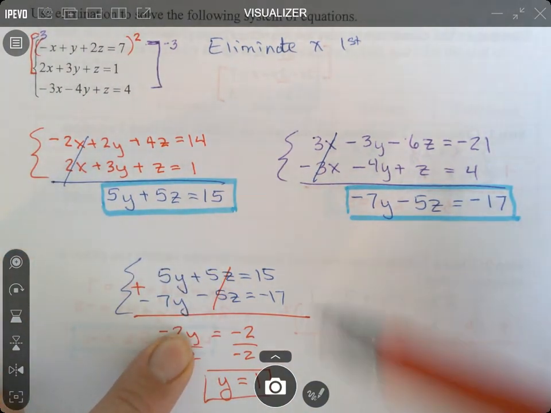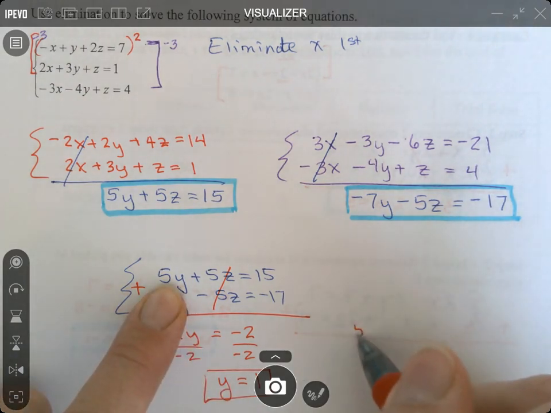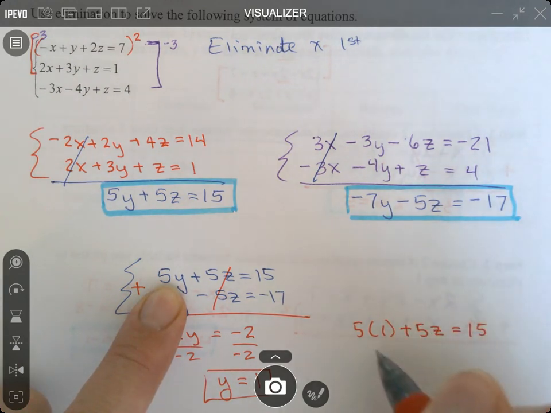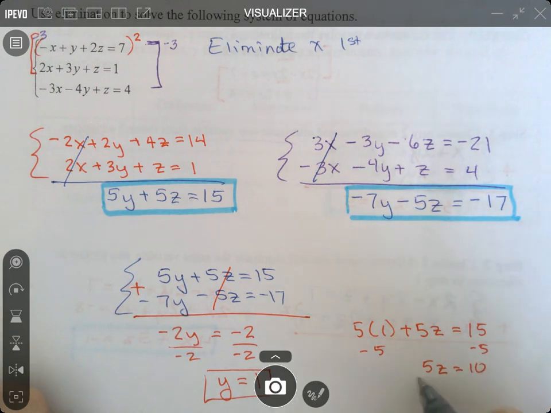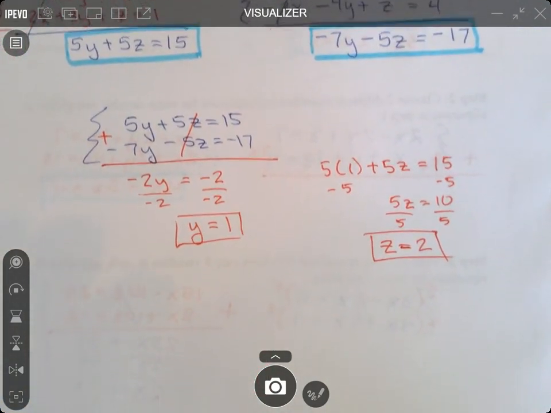Then I'm going to go back. I'm going to take this 1, I'm going to plug it in here. So 5 times 1 plus 5z. I'm working my way sort of back up the ladder, if you will. I'm going to subtract 5 from both sides. 5z equals 10. So what does z equal? Z equals positive 2. Now, I keep doing that where you can't see.